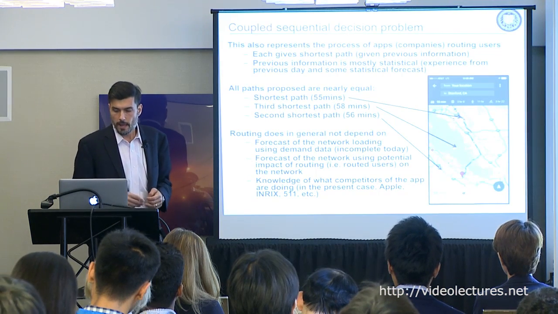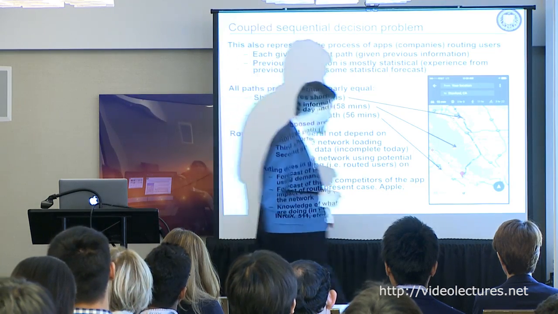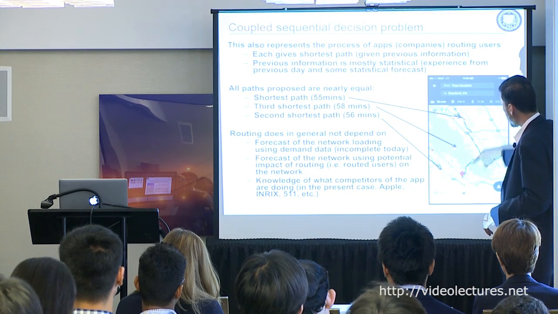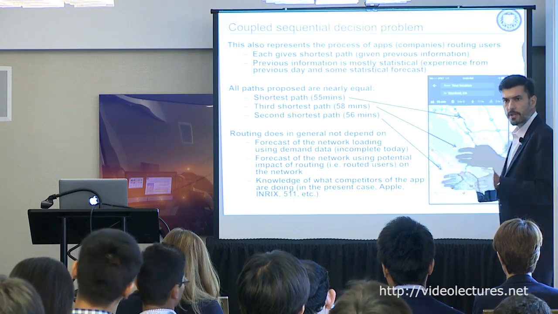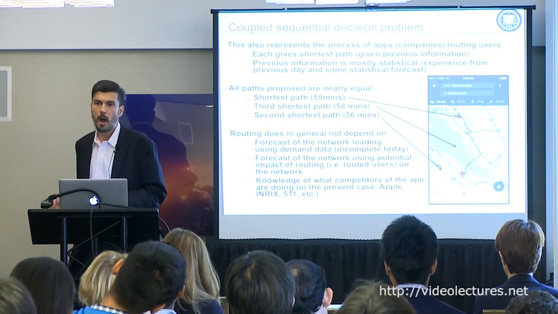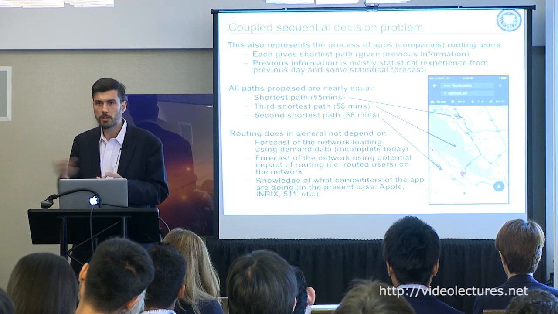Okay, and so if you think about the way these companies work, you type an origin, you type a destination. Usually they give you one route, and sometimes they give you a few other options that are nearly equivalent. So what is the thing they're trying to optimize? They're trying to optimize your travel time. Because if they don't give you something which is optimal for you, then you're going to switch to the competitors.